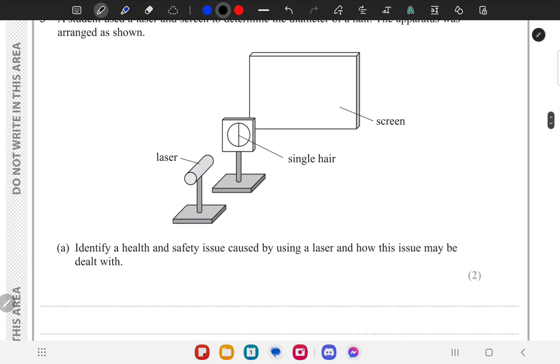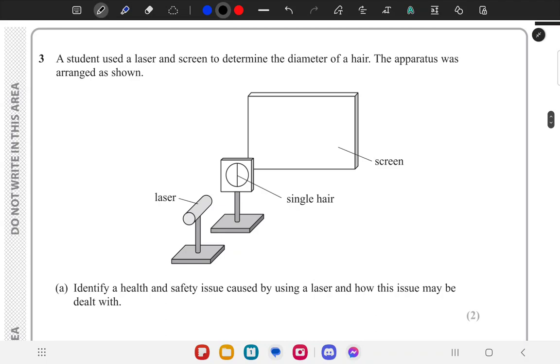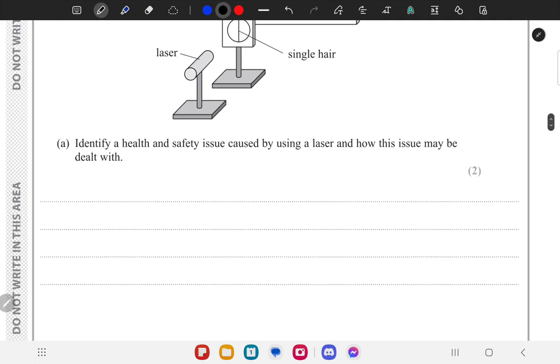Now moving on to the next question, we are given this apparatus with a laser pointed at a single hair and a screen behind, to find the diameter of the hair. We have to identify a health and safety issue caused by using a laser and how this issue may be dealt with. In case of using lasers, we have to talk about how it might damage our eyes.